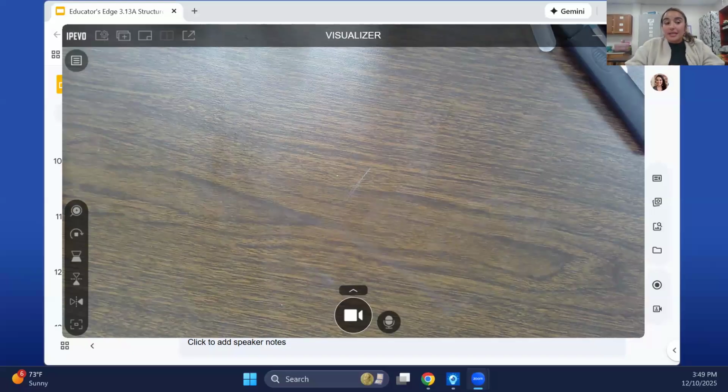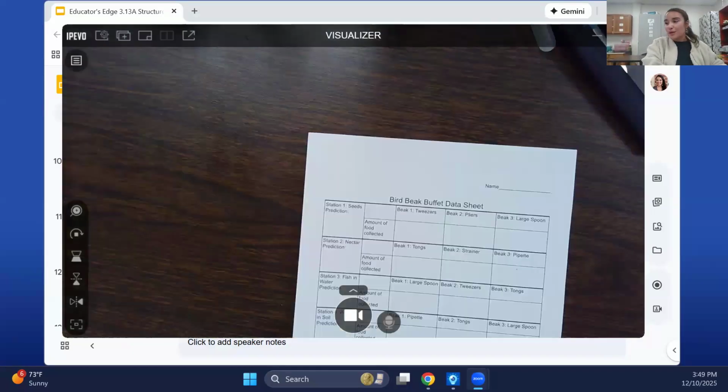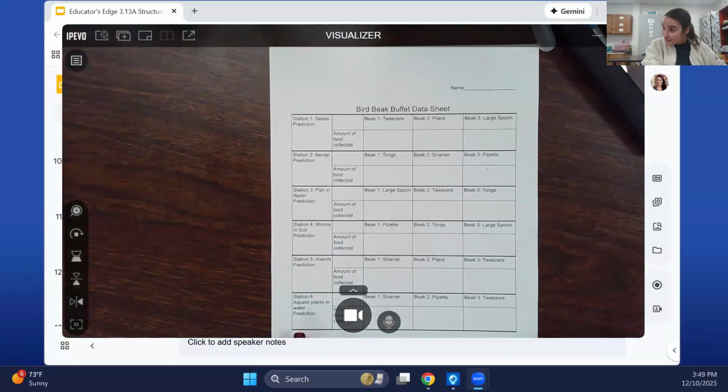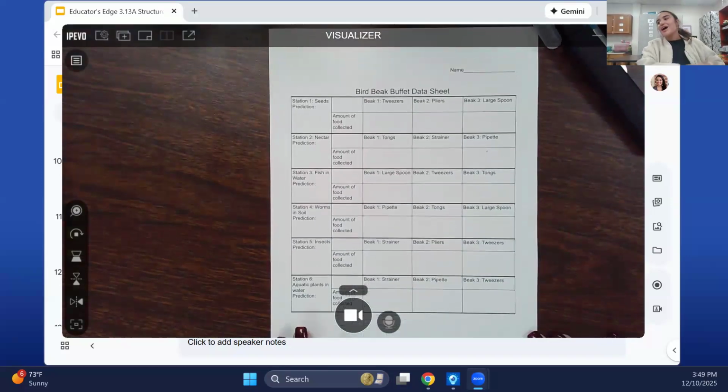Okay, so we're going to start off. Our explore is going to be some stations. When you do this with your students, teachers, it's the bird beak buffet. I'm going to show you first the data sheet, which some of you may be familiar with. This lab activity is a favorite with the students, but it's best to set it up in stations. For the purposes of our PD, I'm just going to show you several of the stations and have you actually do one of them with the materials that you were provided.